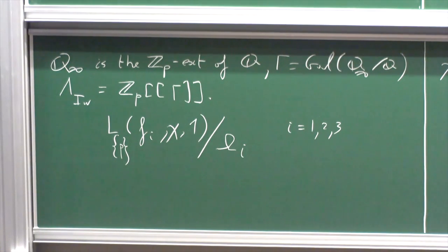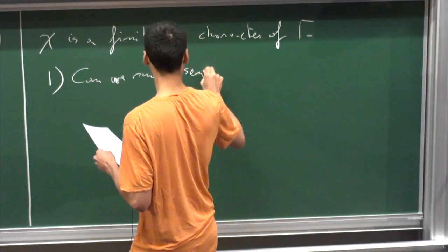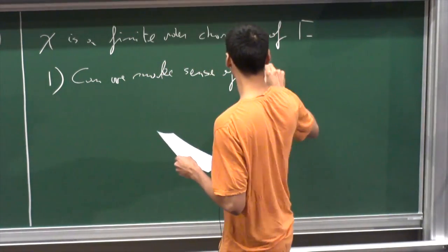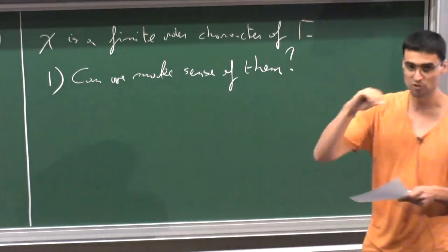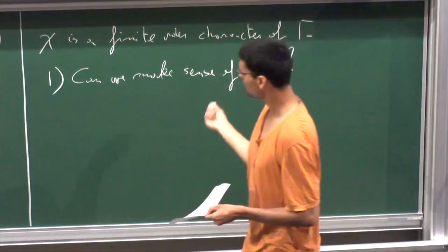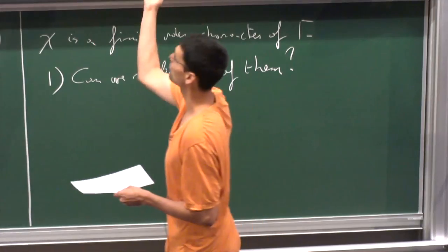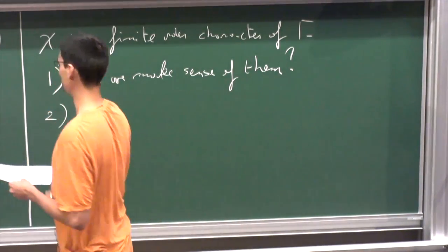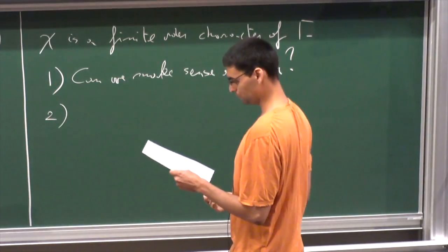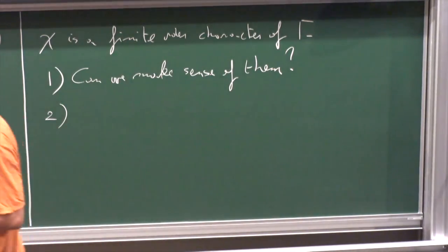And I want to ask the following questions about these values. So first, can we make sense of them in terms of algebraic objects, like in the Birch–Swinnerton-Dyer conjecture, for instance? So for F1 and F2, this is the Birch–Swinnerton-Dyer conjecture, but for F3, as many people know, this is the Bloch–Kato conjecture. So this notation means that you don't consider the factor above. The Euler factor at p is removed.